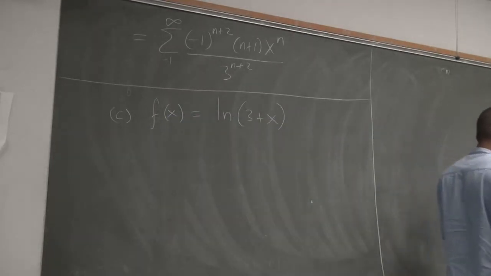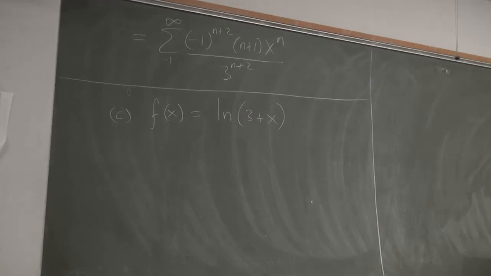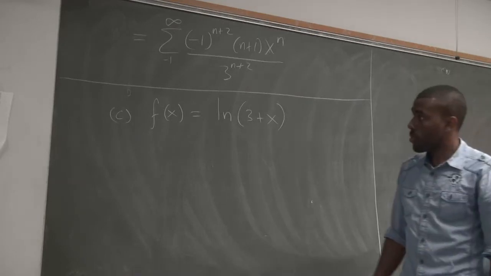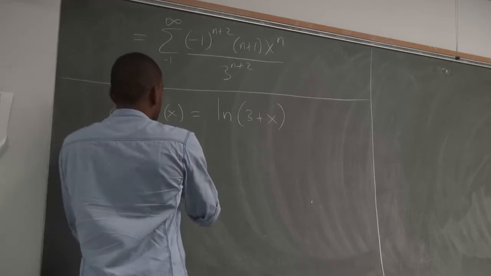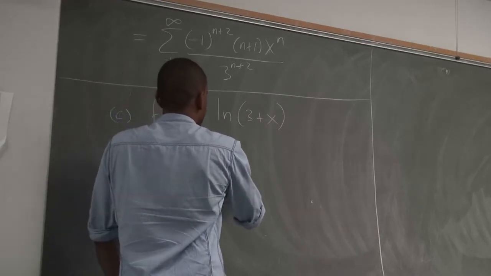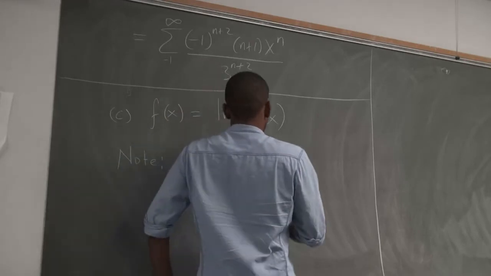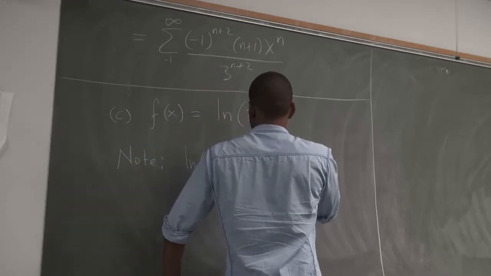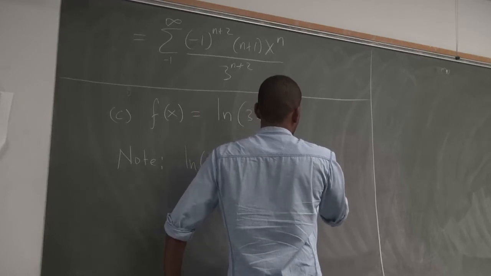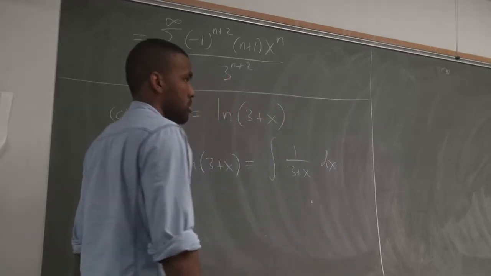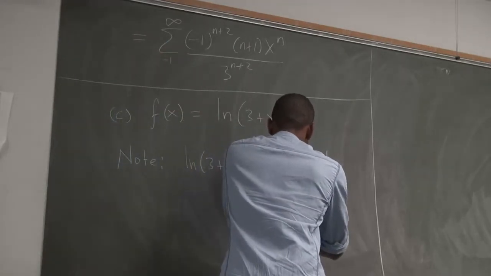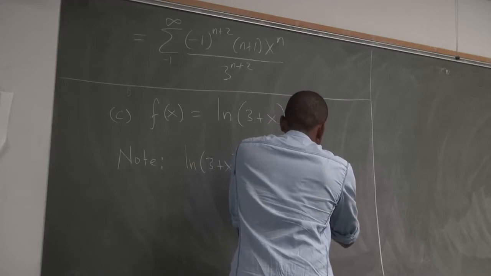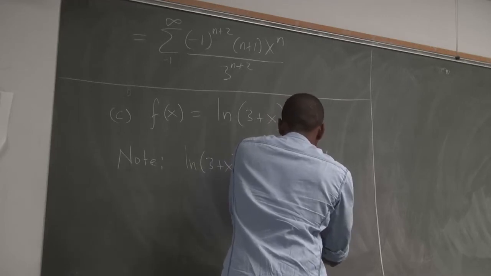Ideas on that one? The derivative of the function? Yes. Note that ln of 3 plus x is actually equal to the antiderivative of 1 over 3 plus x, which we know how to represent as a power series, so that's what we're going to do. Minus 1 to the n, x to the n, over 3 to the n plus 1.